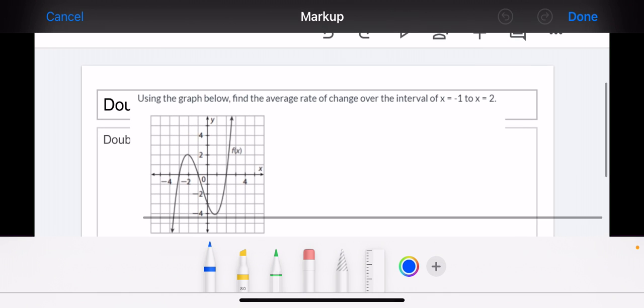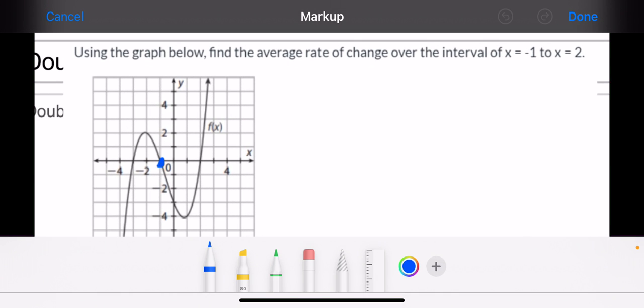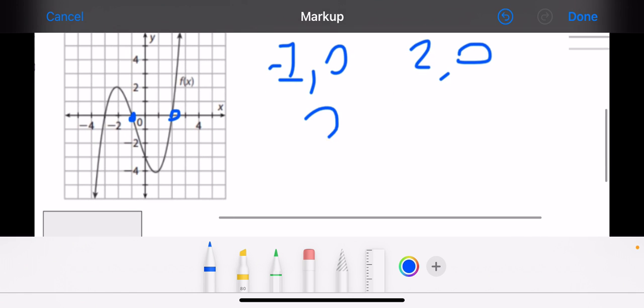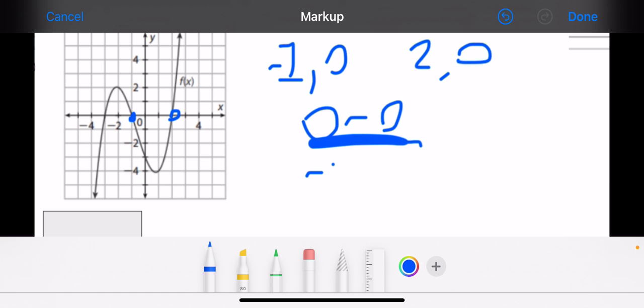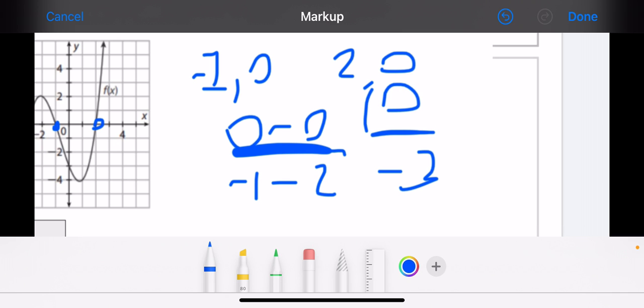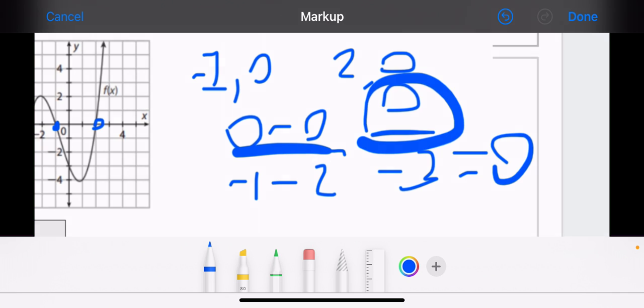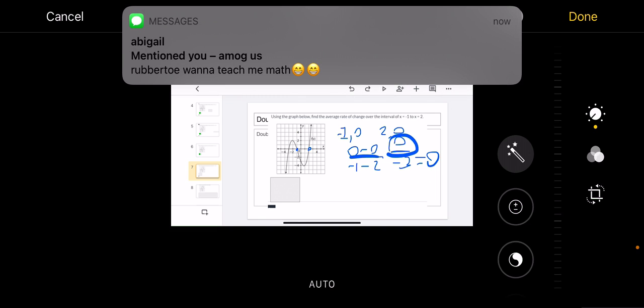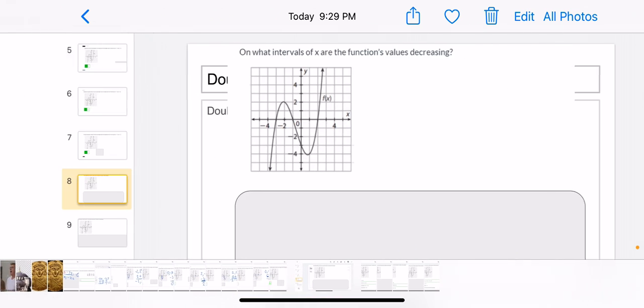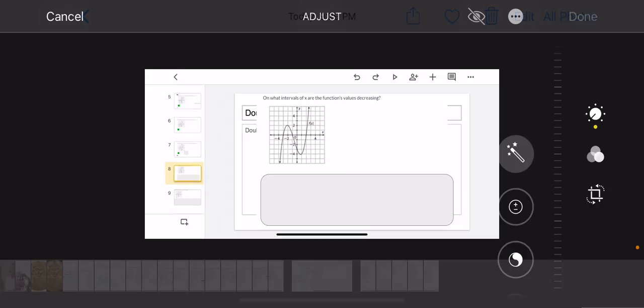Okay. So -1 and 2. They're both at 0. So if you set that up, it would be 0 over -3. But anything that has 0 as a numerator would just equal 0. I'm doing the math, Abigail. Be patient.